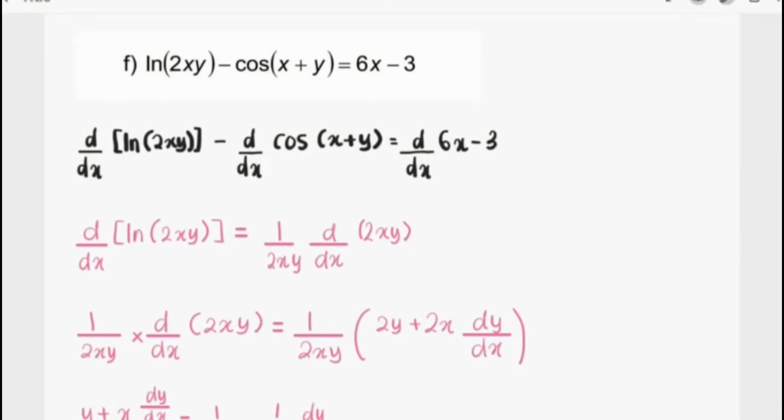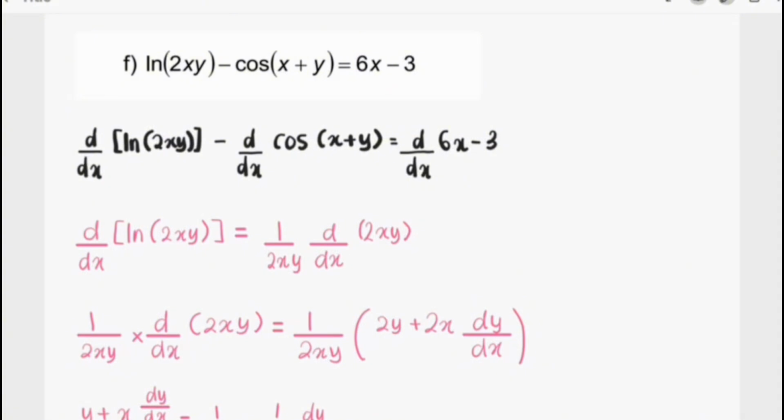Hi guys, me again. I'm going to explain to you guys about question 3. ln(2xy) minus cos(x plus y) equals 6x minus 3. For this equation, our objective is to find dy/dx. First, I differentiate every term in the equation with respect to x.